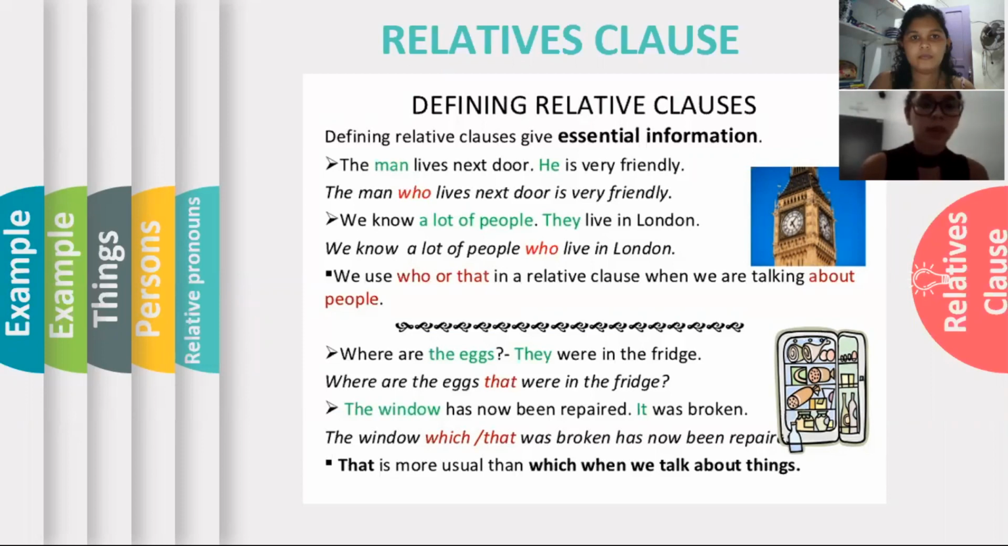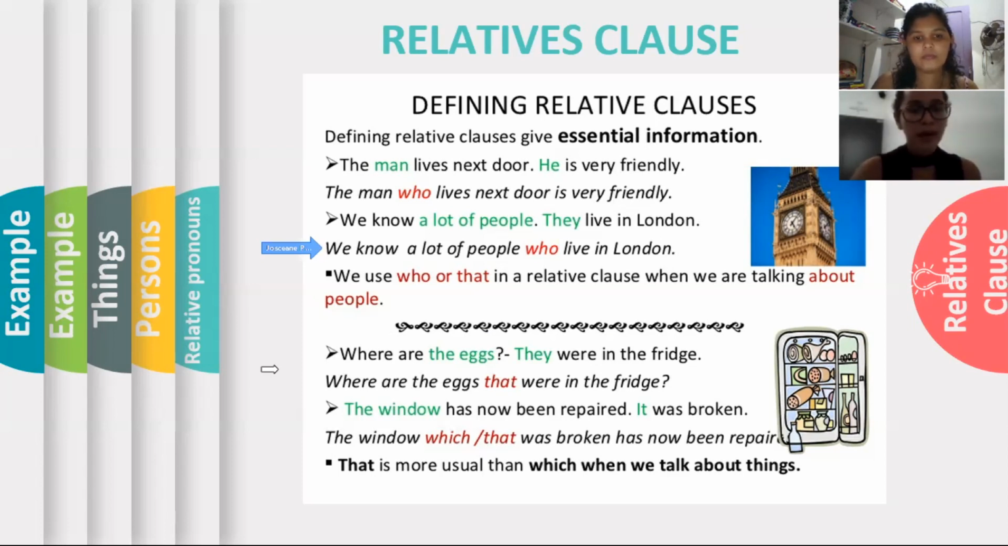For example, the man lives next door. He is very friendly. The man who lives next door is very friendly. We know a lot of people. They live in London. We know a lot of people who live in London. In these cases, we talk about people, so we use who or that in relative clauses.